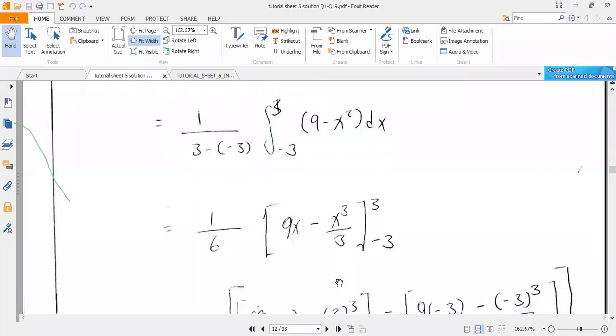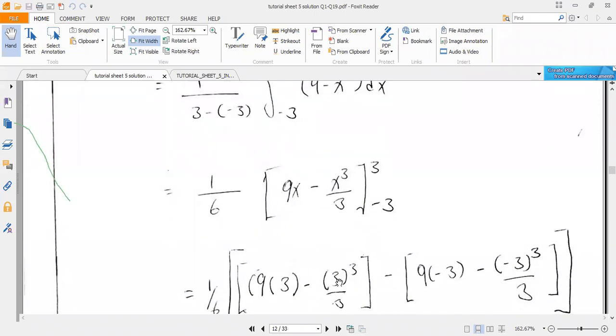So now, when you have that part, since we have 3 and negative 3, we can start by plugging in the 3 which is on top. So we plug in the 3 where there's x here, we're going to have 9 times 3, minus, then we put 3 again here to be 3 to the power 3 over 3. Then this 1 over 6 will multiply everything. So when you have the first one, you plug in 3. This is the first part. Then you subtract it. Then you plug in negative 3 where there's x again. We're going to have this part here.